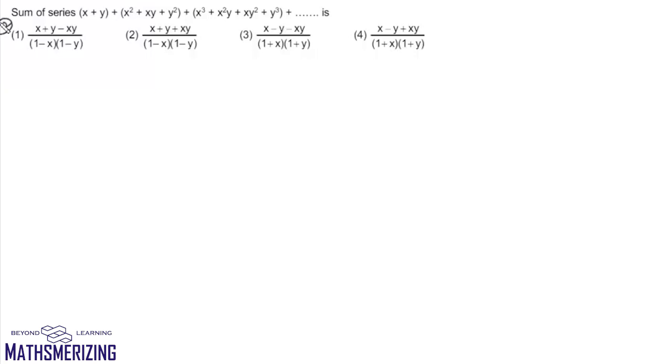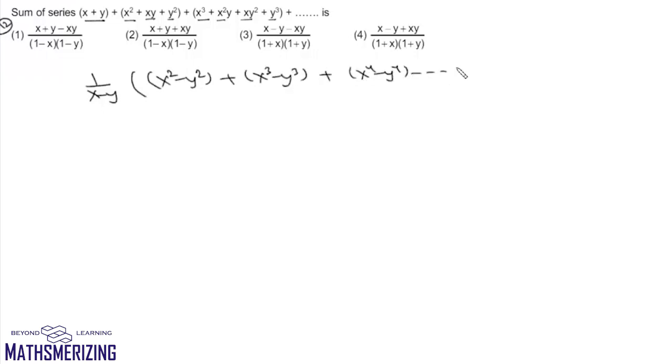Now question number 12 is, we need to find the sum of this series, which is x plus y, x square plus xy plus y square, x cube plus x square y plus xy square plus y cube. So what we'll do is multiply and divide everything by x minus y. We'll get a plus b, a minus b form. So it'll be x square minus y square. Next one will be x cube minus y cube. Next one will be x to the power 4 minus y to the power 4.